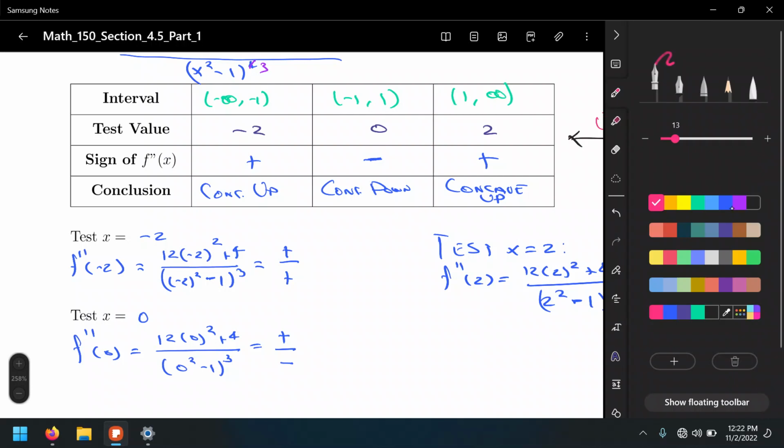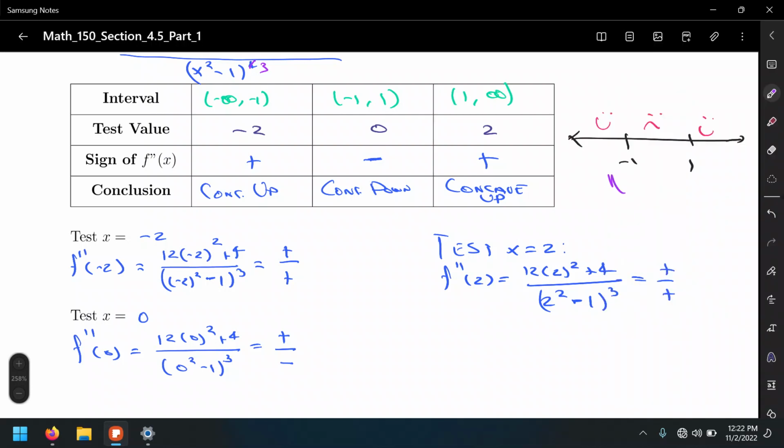So no points of inflection, since x equals negative 1 and 1 are not in the domain of f. So yes, everything looks nice.